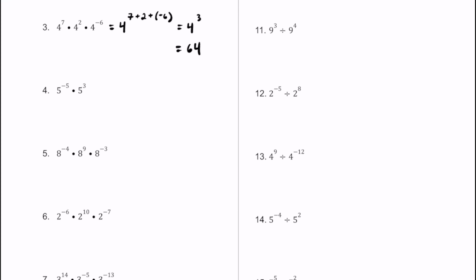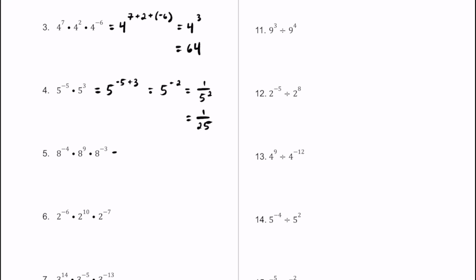Moving on to number 4, we have 5 to the negative fifth power times 5 to the third power. Because we have the same bases, what we can do is combine this into one power by adding their exponents together. So we have negative 5 plus 3. Negative 5 plus 3 is going to be negative 2, so we have 5 to the negative second power. Now 5 to the second power is just going to be 25, but 5 to the negative second power is just the reciprocal. It's 1 over 5 to the second power. So in the end here, we can say as a simplified expression, this is going to be 1/25.